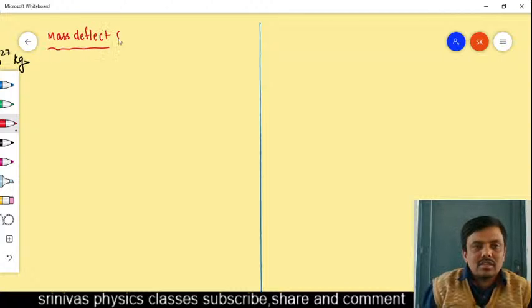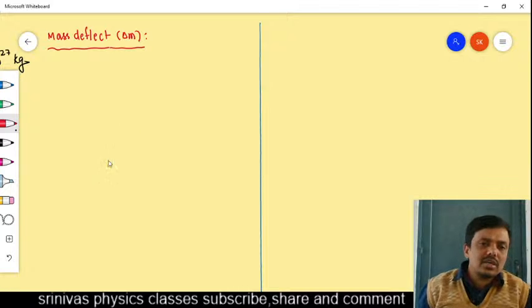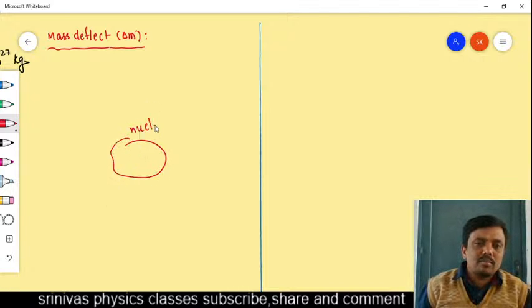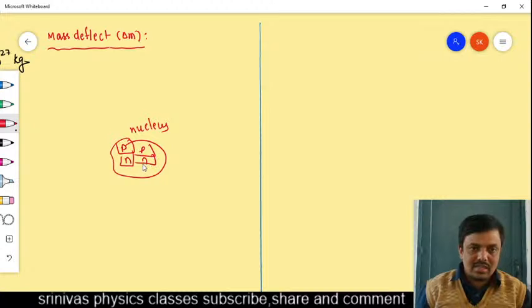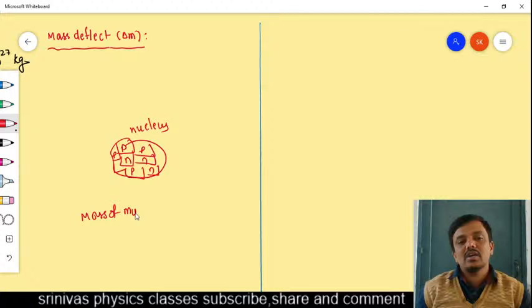What is mass defect? Mass defect is nothing but, for example, we know how the nucleus is made. The nucleus is made up of protons and neutrons, protons, neutrons, like this. But here, the mass of the nucleus should be equal to what?